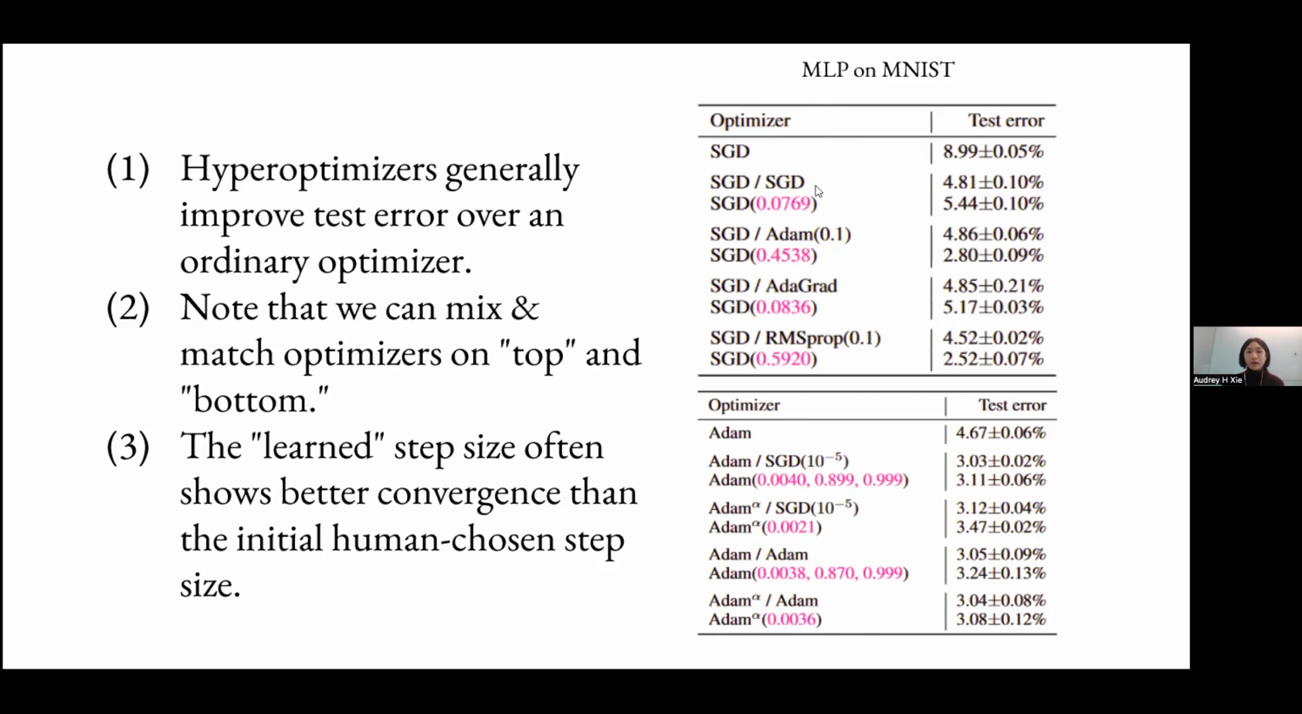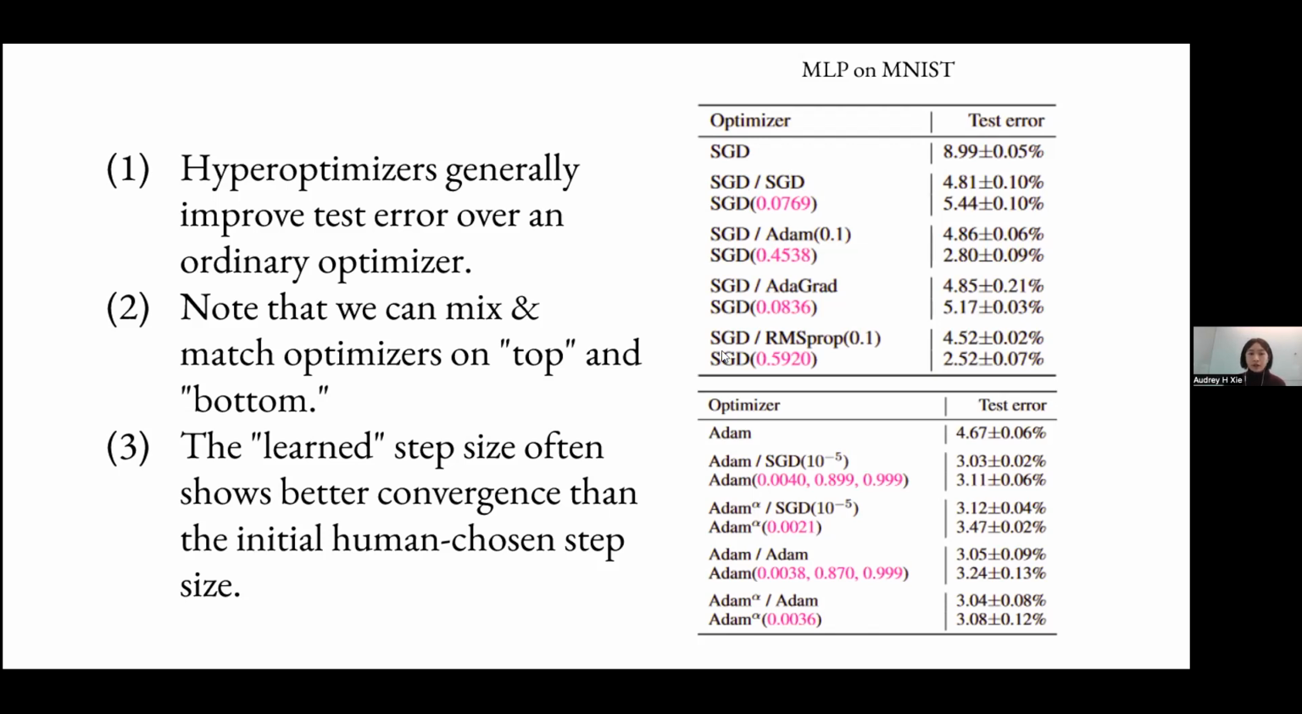And then the subsequent lines with the forward slashes are optimizers with hyper optimizers. We see that adding an SGD hyper optimizer, in this case, decreases the test error from 8.99 to 4.81. So once again, this shows that adding a hyper optimizer improves the test error over the ordinary optimizer.